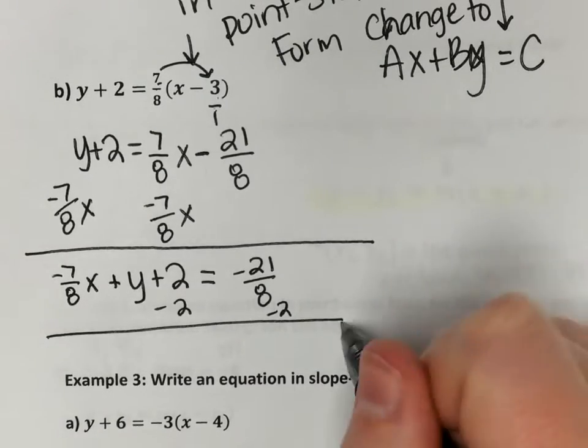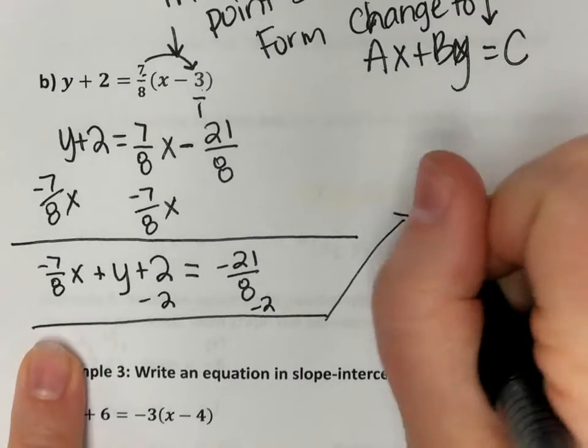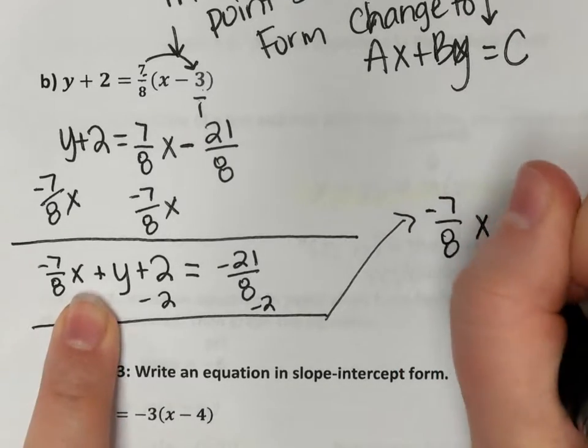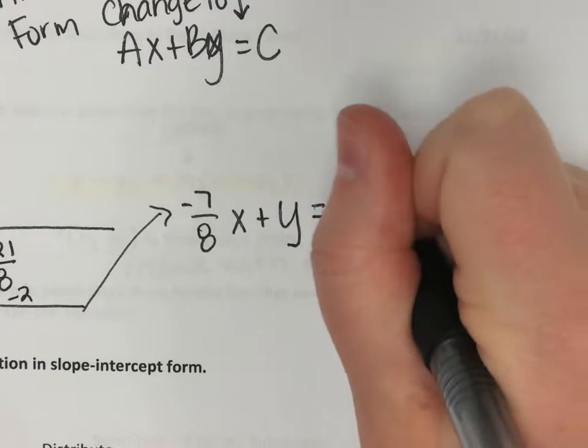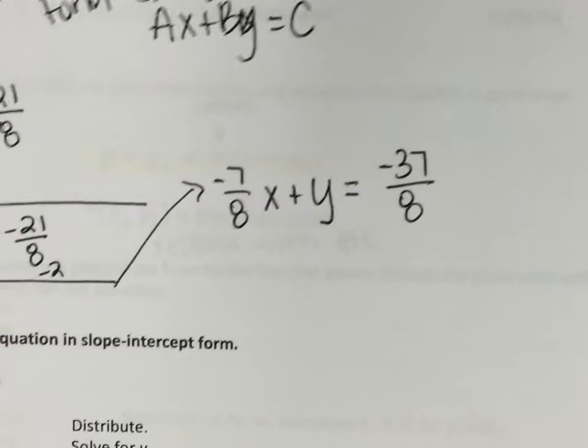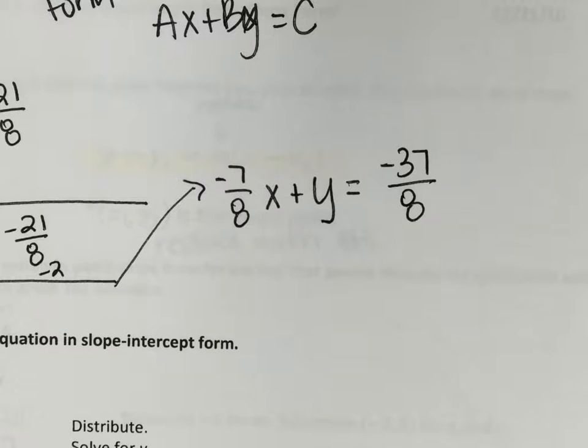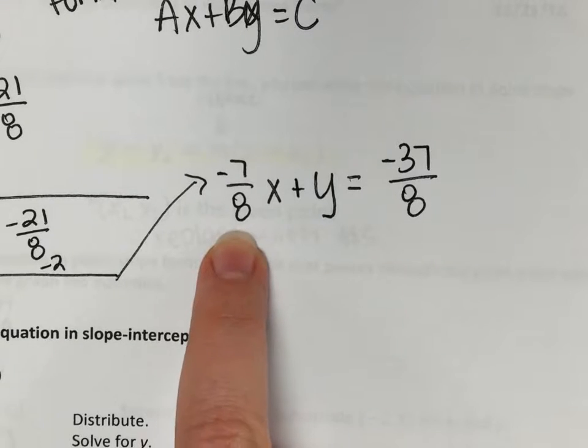Are y'all okay if I come over here because I'm running out of space? So negative 7/8 x plus y, the 2 goes away, is equal to negative 37/8. Are we done? No. There are 2 issues that we have here. What's one? A can't be negative. A also can't be a fraction. So are y'all okay if we get rid of both of those problems in one step?